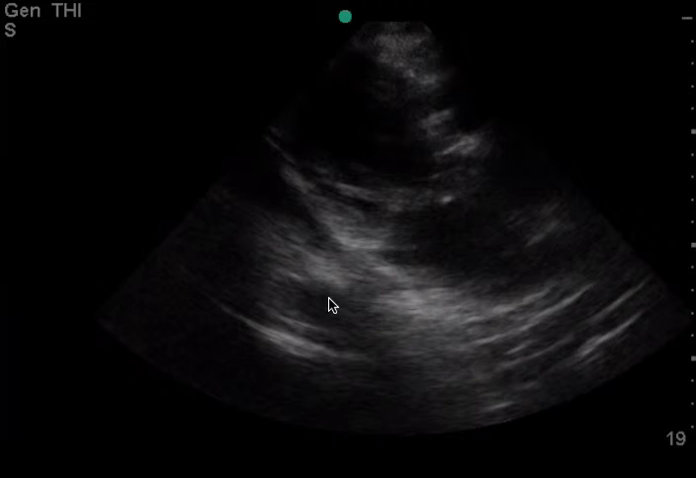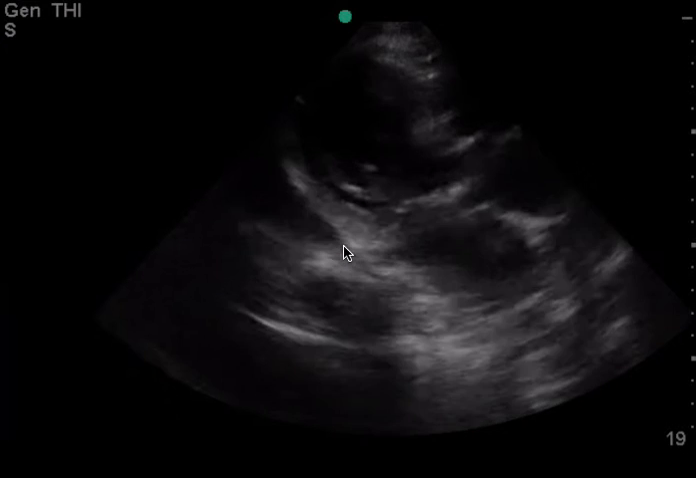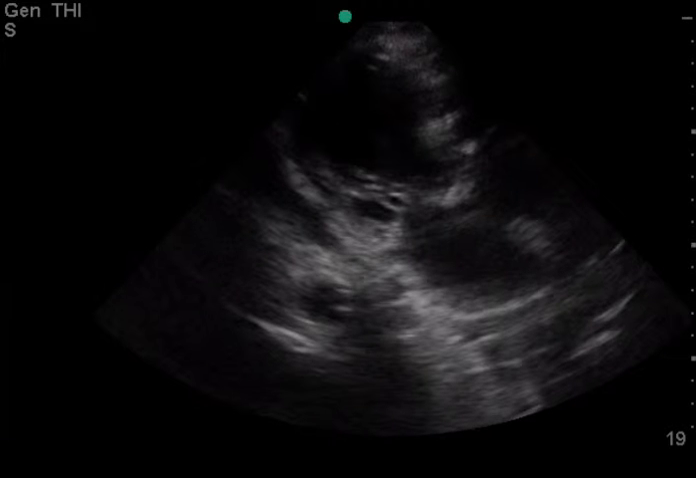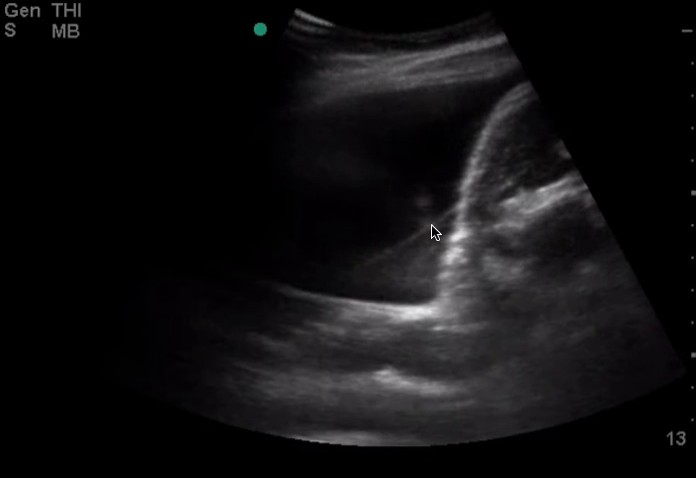Looking here, this is your descending aorta. It looks like maybe it does come anterior to it, but it's a little difficult for me to tell. And one of the reasons why this is so difficult is because of this right here. This is the patient's left side, and there is a very large pleural effusion.